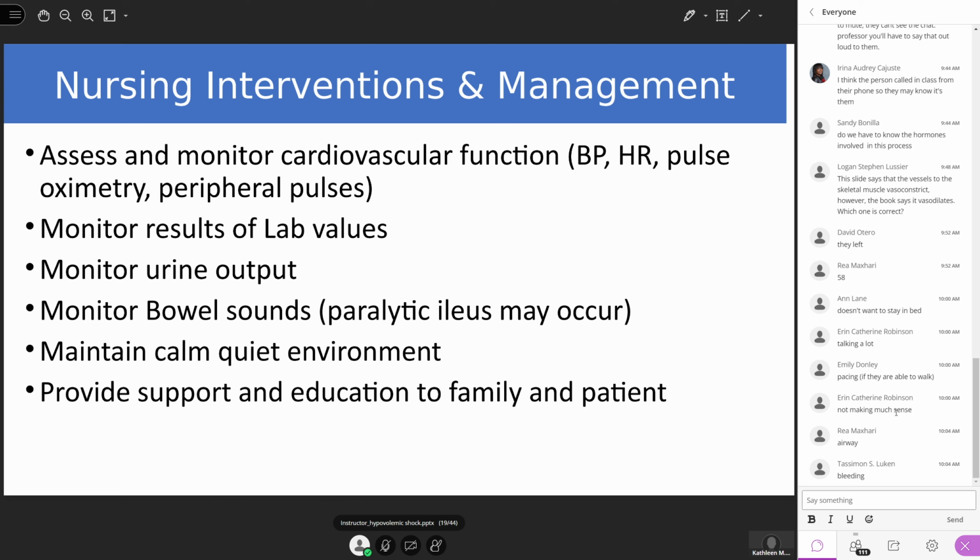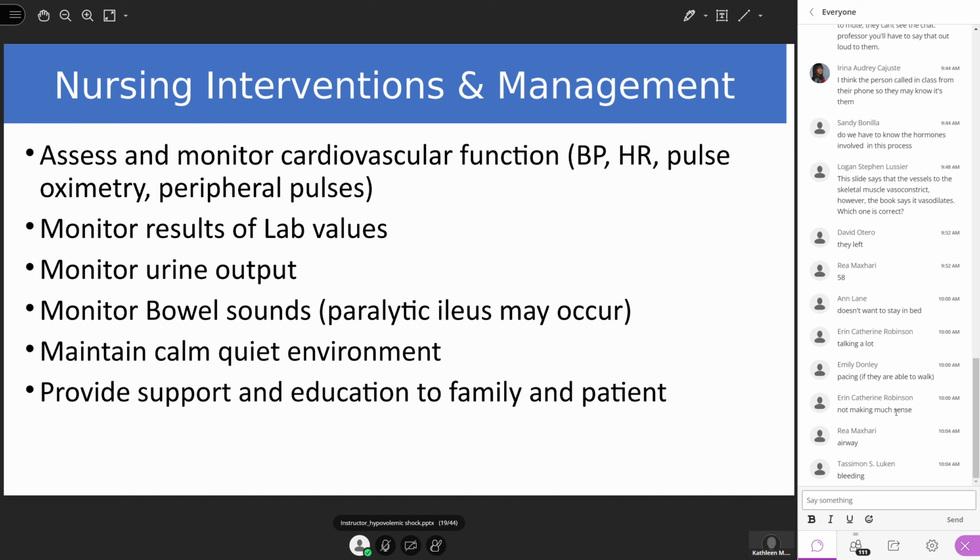Monitor results of lab values. We're going to talk about the lab values at the end. For the most part, I want you to know that the lab values are important. Obviously, this is going to give you an indication of what's going on in the body, perhaps that you can't see. It's going to tell you what the H&H is, the oxygen carrying capacity of the body. It's going to tell you if there's a lactic acid buildup. It's going to tell you if there are electrolyte imbalances. So it's very important. Obviously, we need to know the lab values.